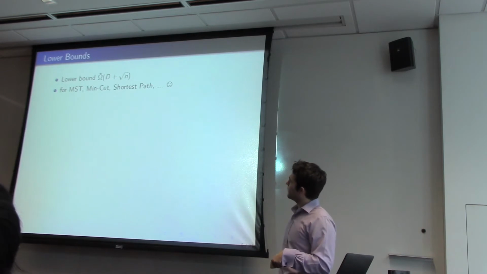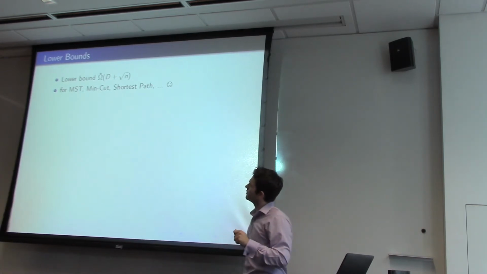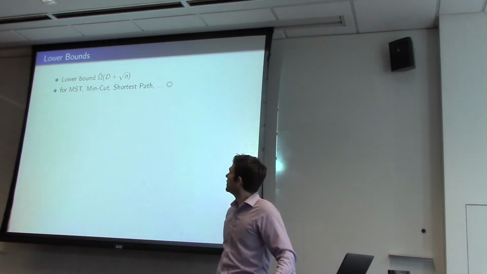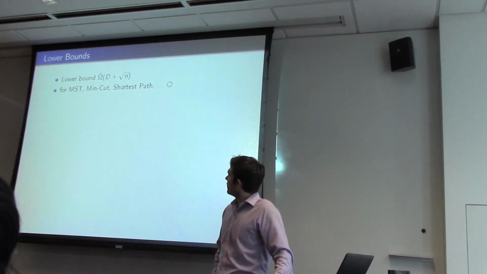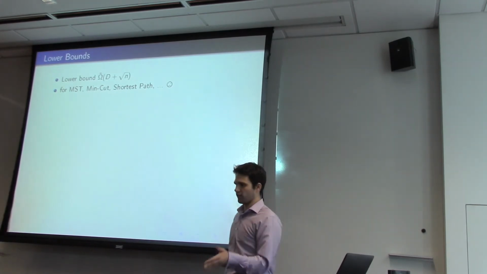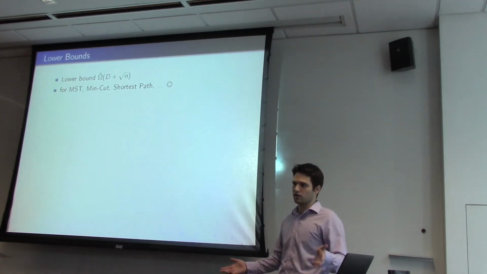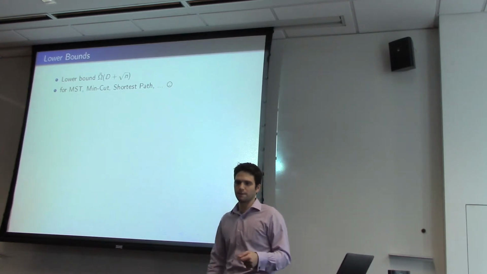And it says you have to take diameter plus square root n number of rounds. And it also holds for a bunch of other problems, like the min cut, or the shortest path, and so on. And we don't really like the square root of n because it's huge. So in the internet, n is 1 billion, square root n is 30,000. We don't want to take 30,000 rounds, we want to take 100 rounds. That would be the diameter.